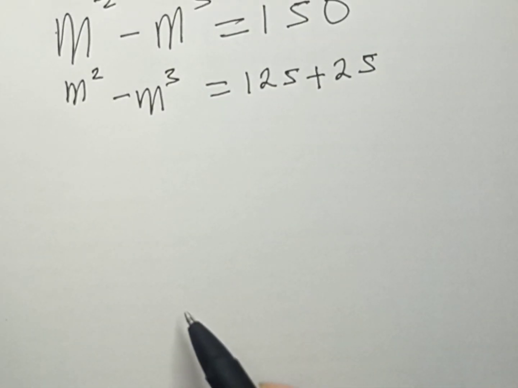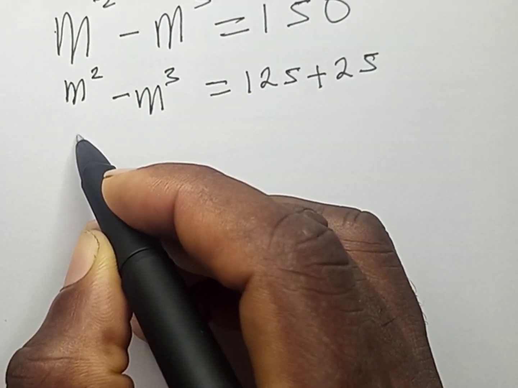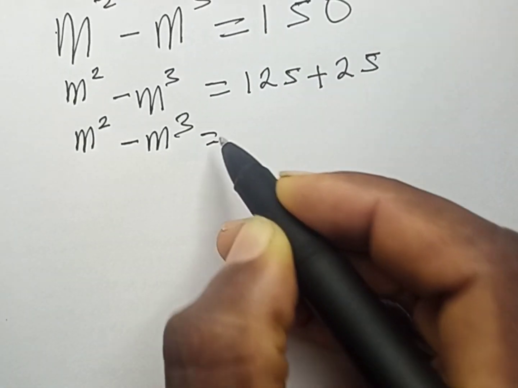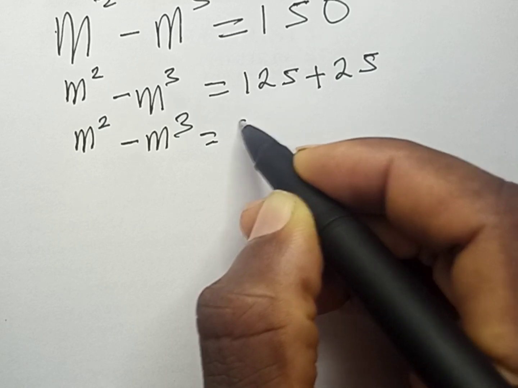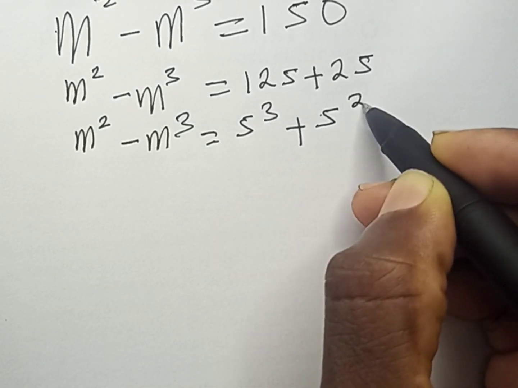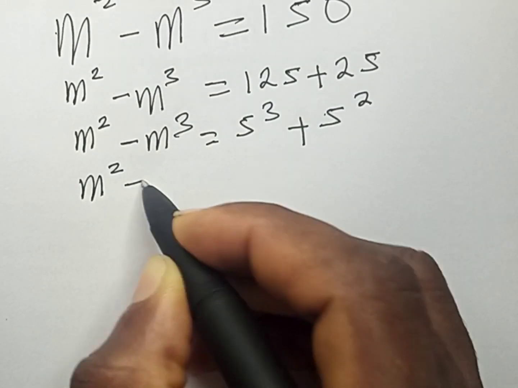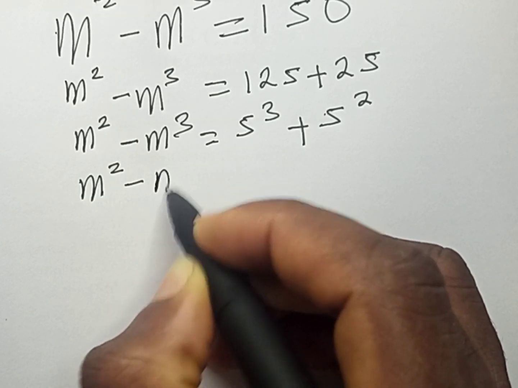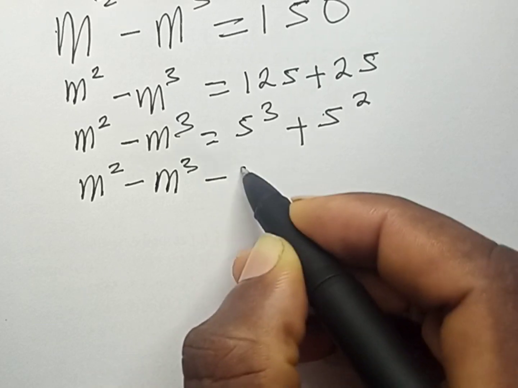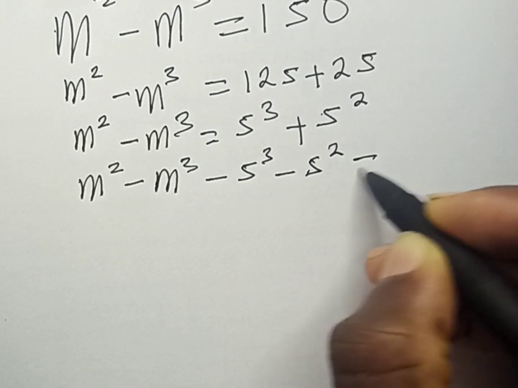So we can have something like this. m raised to power 2 minus m raised to power 3 equals 125 plus 25. 125 can be written as 5 raised to power 3, plus 25 can be written as 5 raised to power 2. So m raised to power 2 minus m raised to power 3, we collect like terms here. We are going to have minus 5 raised to power 3 minus 5 raised to power 2 equals 0.